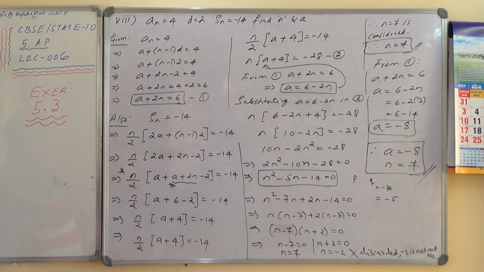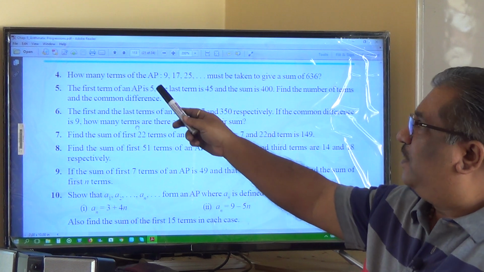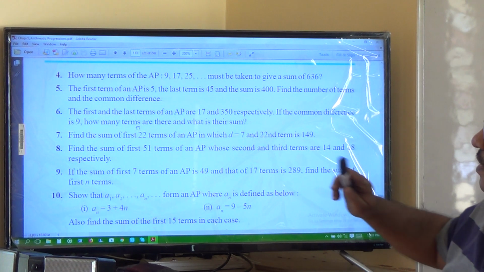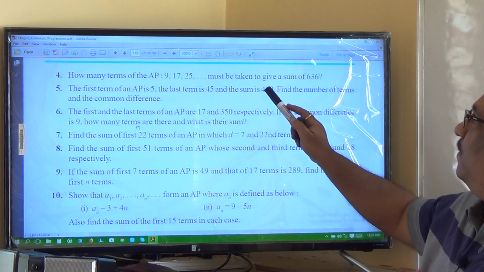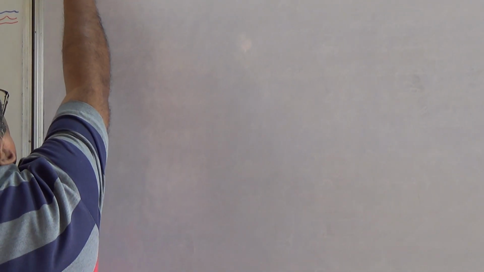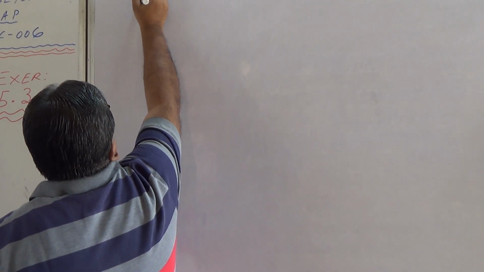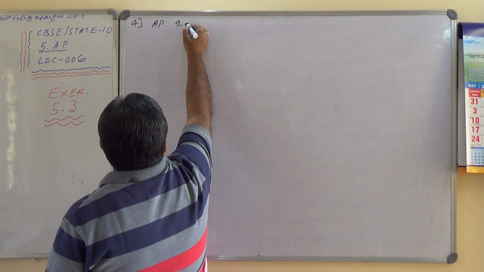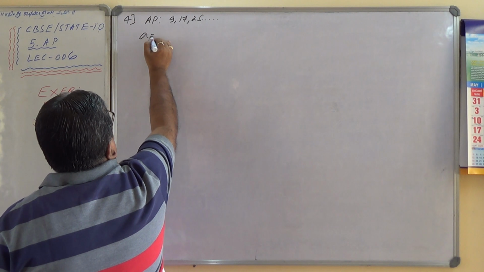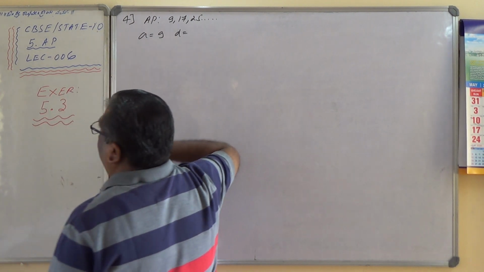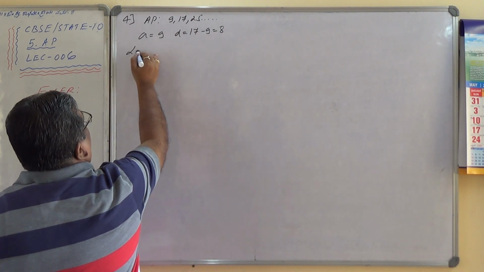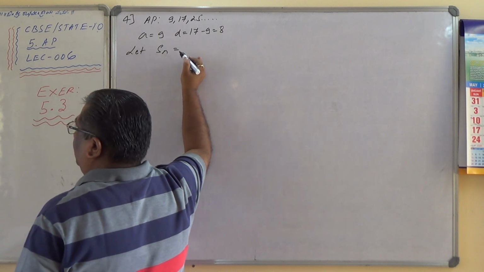Note it down. We'll solve the 4th one. How many terms of the AP must be taken to give a sum of 636? So let the sum of n terms be 636 and we'll find n. The AP given is 9, 17, 25, etc., and a equals 9, d equals 17 minus 9, which is 8. Let the sum of n terms be equal to 636.